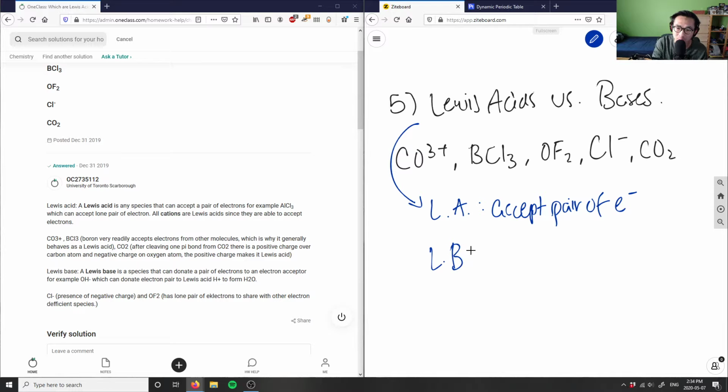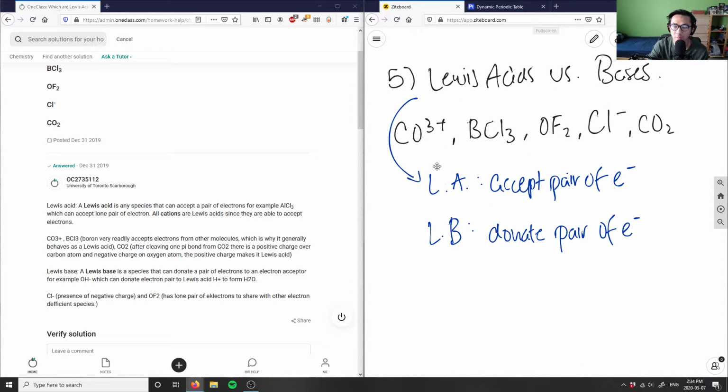So therefore, a Lewis base obviously is going to donate, right? It says a Lewis acid can accept a pair of electrons, and that includes all cations, and then a Lewis base can donate a pair of electrons here, right? So now we have to look at our chemical formulas here. We're asking, okay, what can accept electrons and what can donate electrons here? So let's look at CO3 plus, right? That's the first one here.